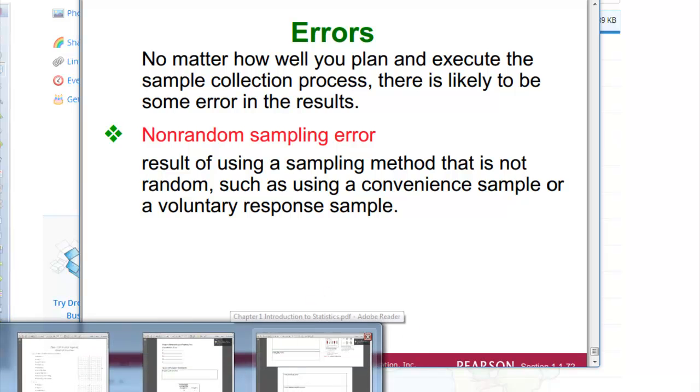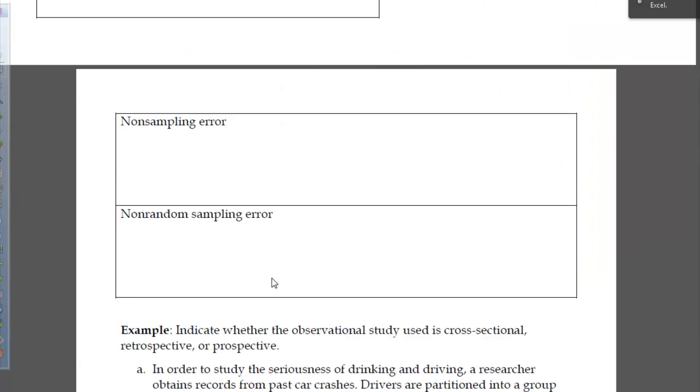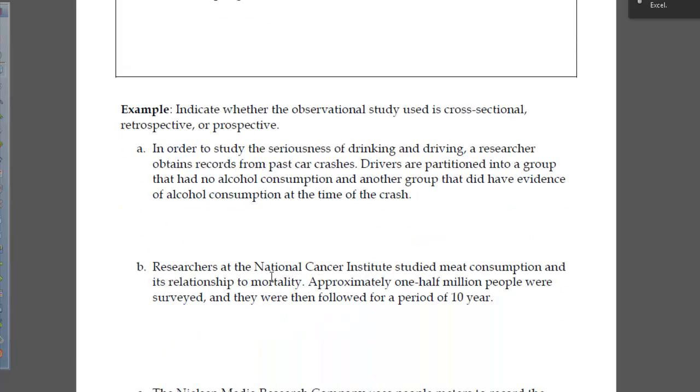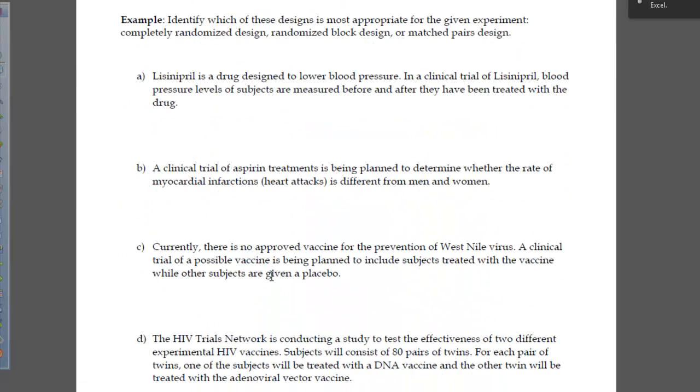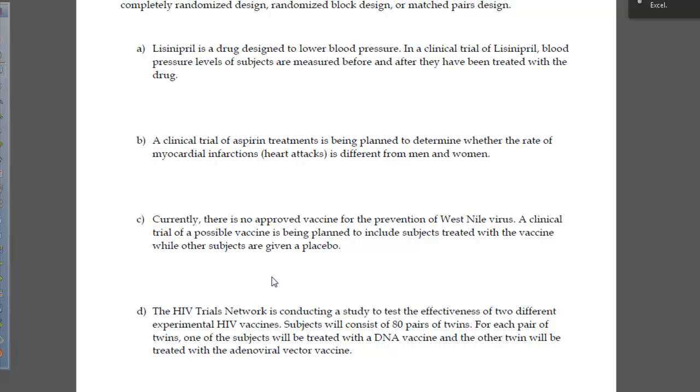Alrighty. Well, let's take a look at those examples now. I think that's where we are. We want to identify which of these designs is most appropriate for the given experiment: completely randomized design, randomized block, or matched pairs design.